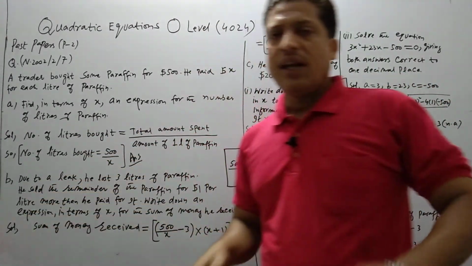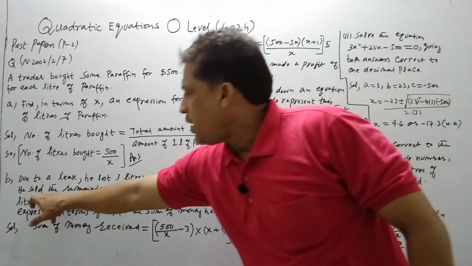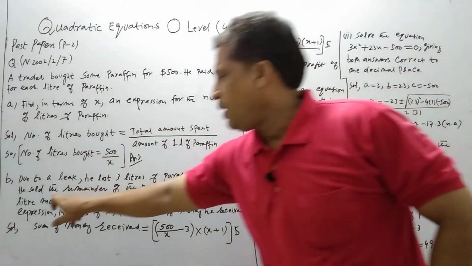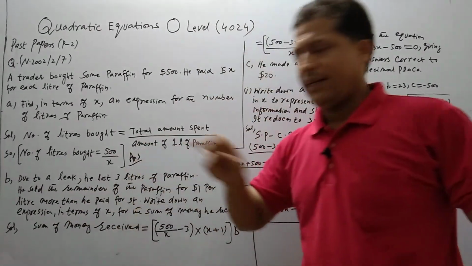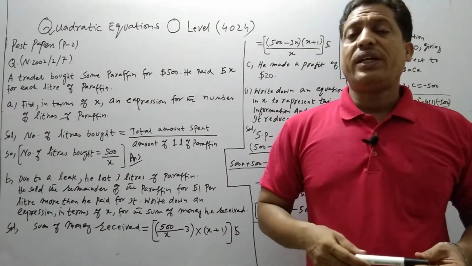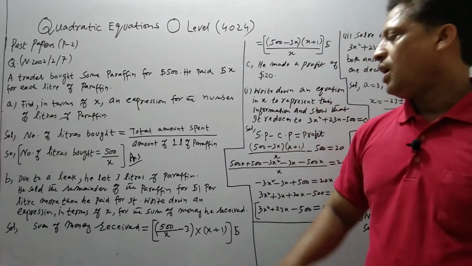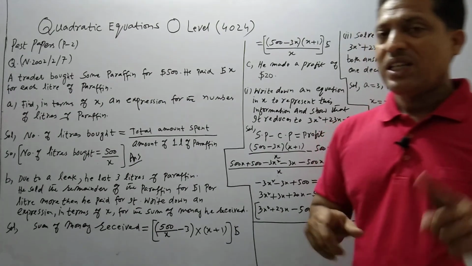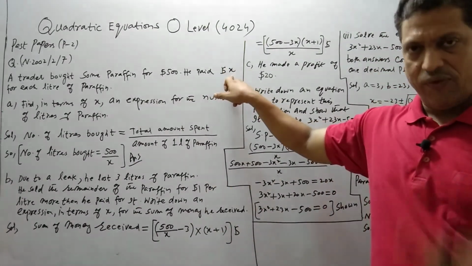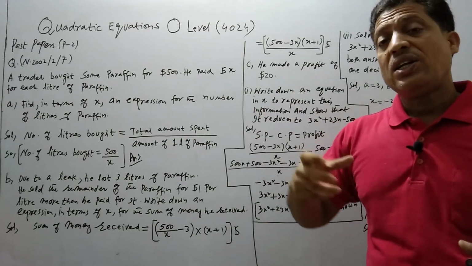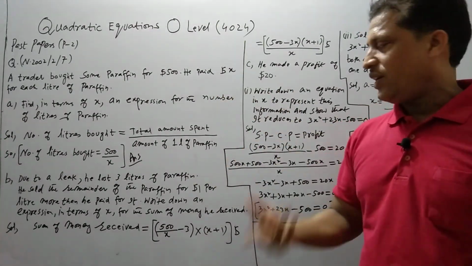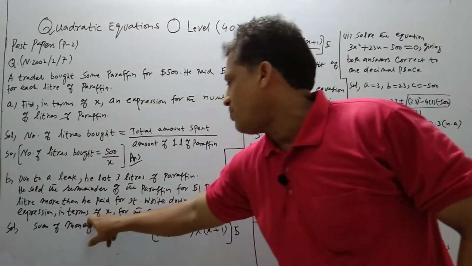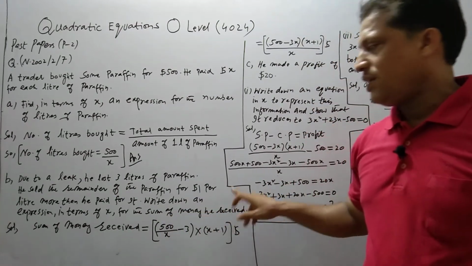Then after losing 3 liters of paraffin, he sold the remainder of the paraffin for $1 per liter more than he paid for it. Obviously he wanted to get profit, so he sold the paraffin for $1 per liter more than he paid. How much did he pay? He paid X dollars for 1 liter and he sold for $1 more, meaning X plus $1. Write down an expression in terms of X for the sum of money he received.